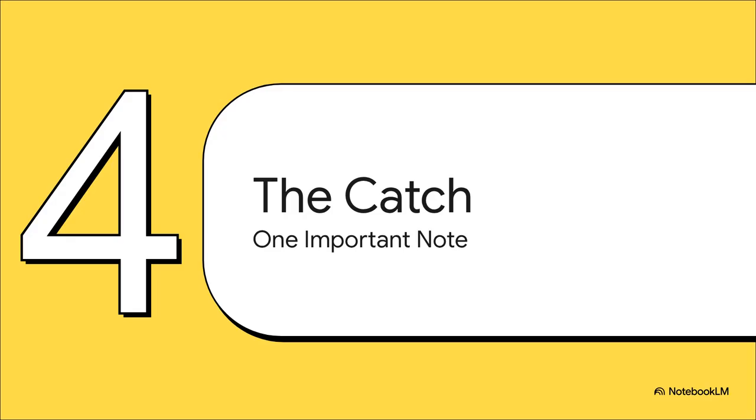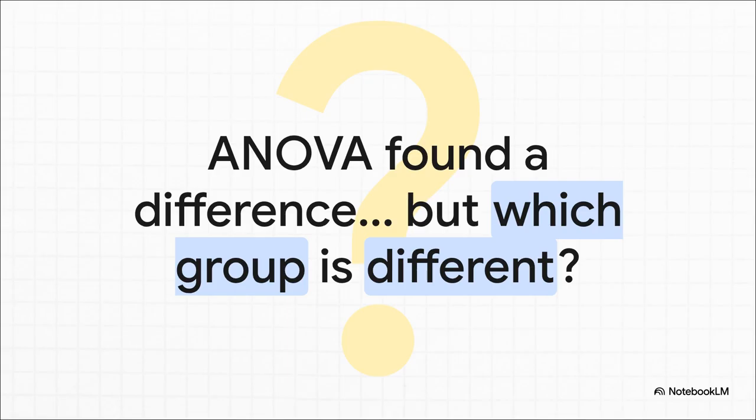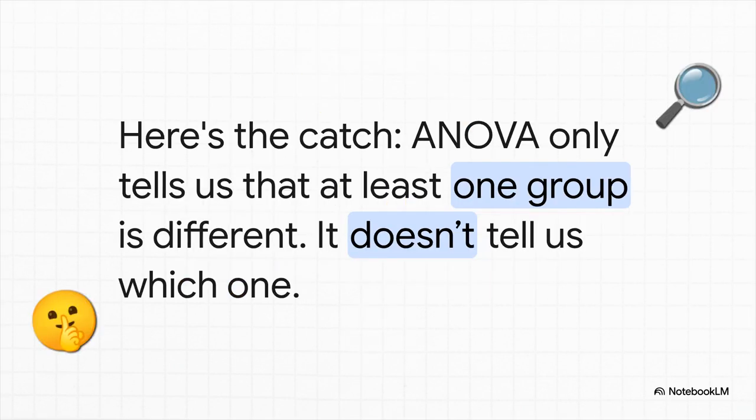It sounds pretty perfect, doesn't it? But there is a catch. ANOVA is incredibly powerful, but it has one really important limitation you have to know about. Think about it. ANOVA just told us that our teaching methods are not all producing the same results. That's fantastic. But it immediately leads to the next question. Okay, so which one is different? Is method A better than method B? Is method C worse than the other 2? What's the actual story here? So which group is it? Well, ANOVA doesn't tell us.